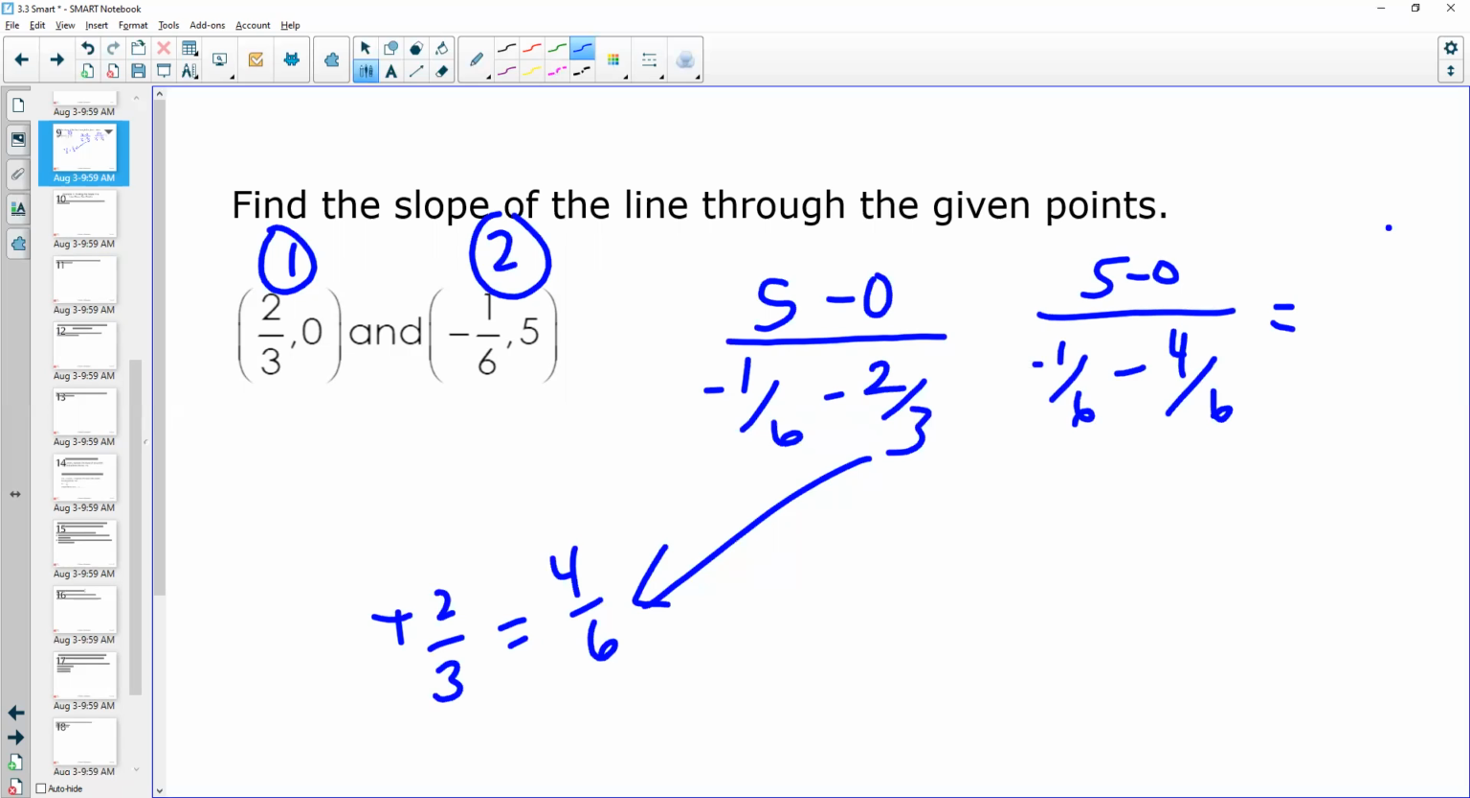So on the top, I'm going to get 5. On the bottom, I'm going to get negative 5/6, and that's crazy looking. So what do I do with that? I can't leave it like that. You can't leave a fraction in the denominator.